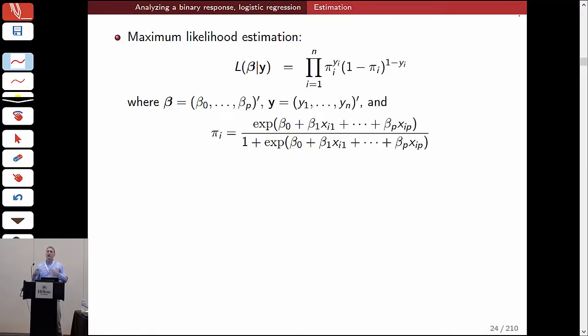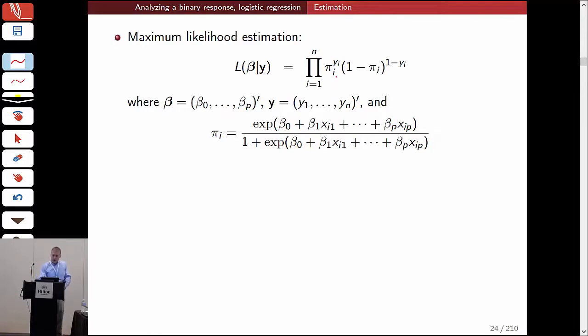So we need to figure out how to estimate these betas. And what we're going to do is use maximum likelihood estimation. Our y's have a Bernoulli distribution to them. So for maximum likelihood estimation, that means we simply take a product of Bernoulli distributions, one for every single observation that we have.